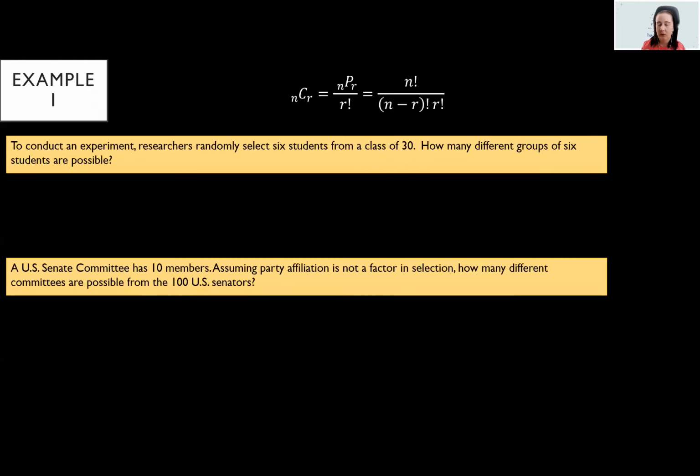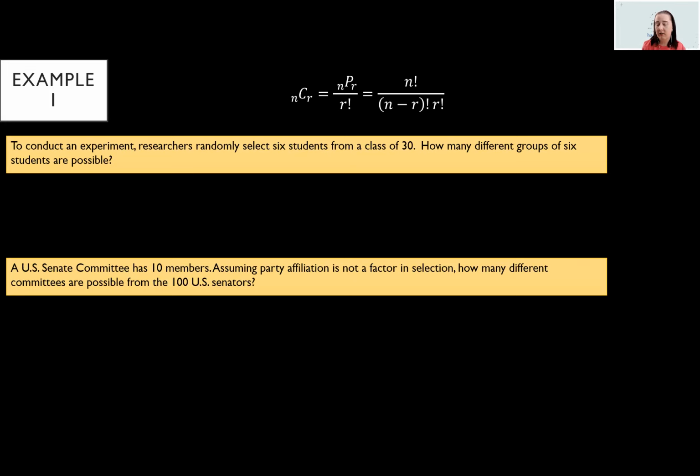So first example, and I've just reiterated the formula here so that way you have that in front of you. So we've got two different examples here. These are small examples. So the first one, to conduct an experiment, researchers randomly select 6 students from a class of 30. How many different groups of 6 students are possible?